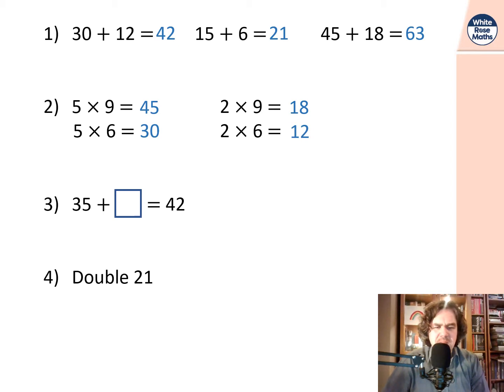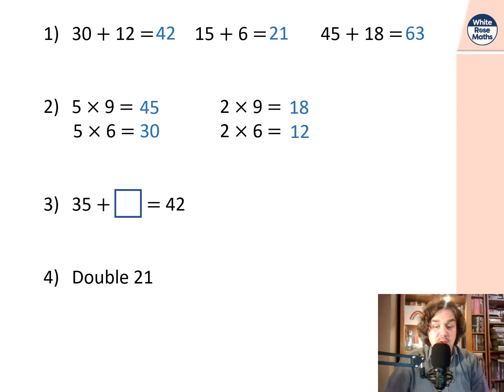Question 3 is a missing numbers question. So 35 add what equals 42? So there are 2 ways of doing this. 3 ways of doing this even. You could count on from 35. You could do the inverse by taking 35 away from 42 to find the missing answer.